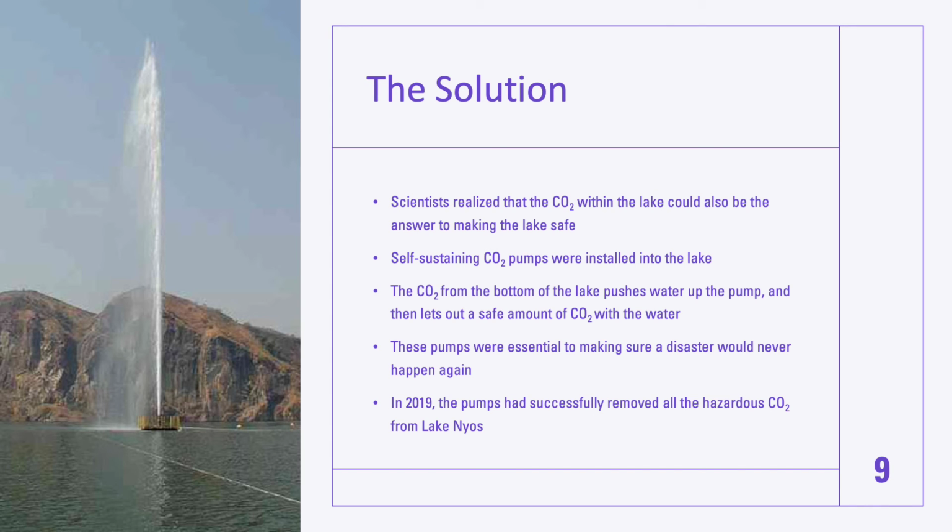These self-sustaining carbon dioxide pumps took carbon dioxide saturated water from the bottom of the lake, like what happened during the disaster, and let out small amounts of this carbon dioxide saturated water from the lake at a time. This assures that a large cloud that contains enough carbon dioxide to harm humans could never come out of the lake again, as carbon dioxide was being steadily removed from the lake in small intervals. By 2019, these pumps had successfully removed all of the hazardous carbon dioxide from Lake Nyos, and people had once again begun to move into the valley below the lake.